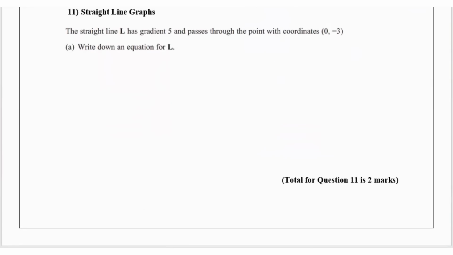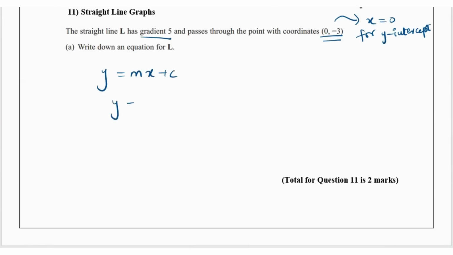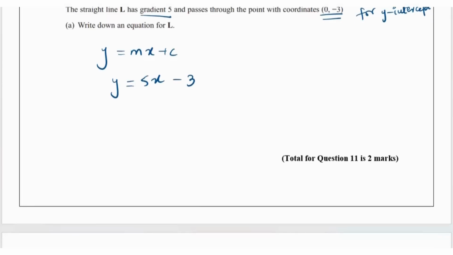Straight line L has gradient 5 and passes through the point with coordinate (0, -3). Write down an equation for L. So they've given the gradient and they've given us the y-intercept. The y-intercept is that point where x is equal to 0, always. And for the x-intercept, y is always 0. So y equals mx plus c is our equation for the slope-intercept form. m is 5 and c is -3. So this is your equation. Easy 2 marks.